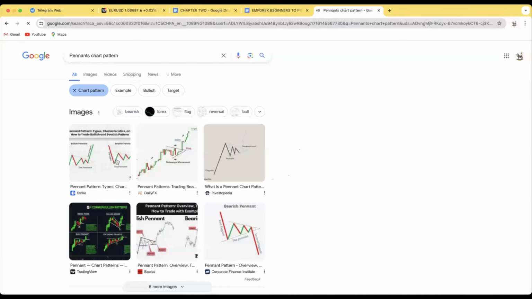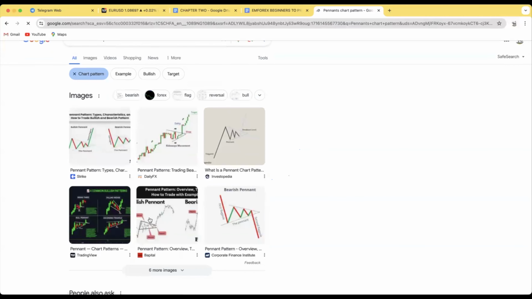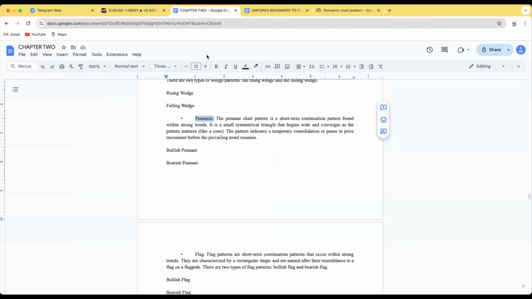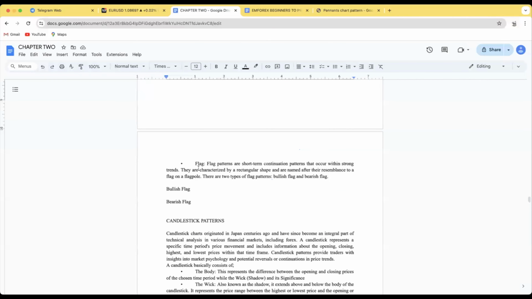Okay, so this is the way it is. Still the same thing with the triangle. You can either call it an ascending triangle, descending triangle, or wedges or pennant. They are all the same thing. All right, and then the flag.